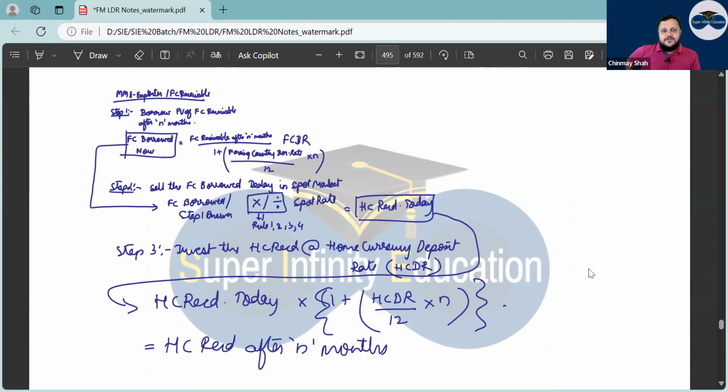FC borrowed now, sell it. Sell the FC borrowed today in the spot market, right? You will get home currency today. That you will have to invest at the home currency deposit rate, that is 1 plus HCDR by 12 into N. BSI: borrow, sell, invest. First step will always be foreign currency, and always present value. So borrow the present value of foreign currency after N months. The third step will always be home currency, and always a future value. So invest today, get a future value.